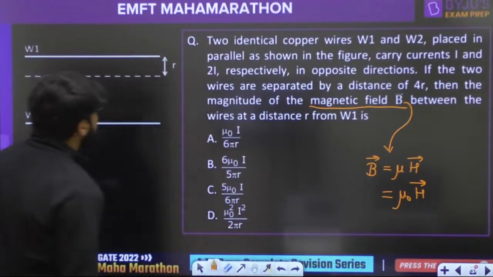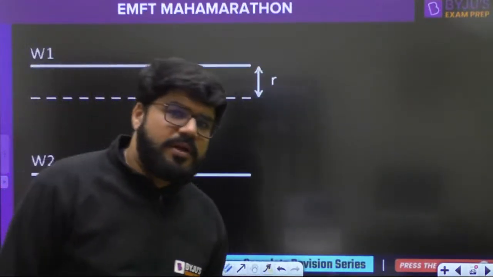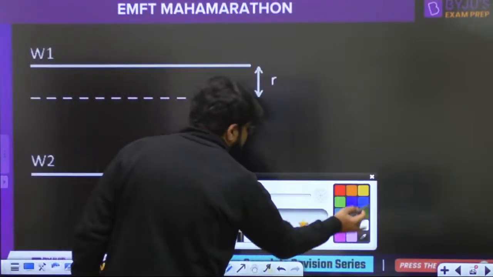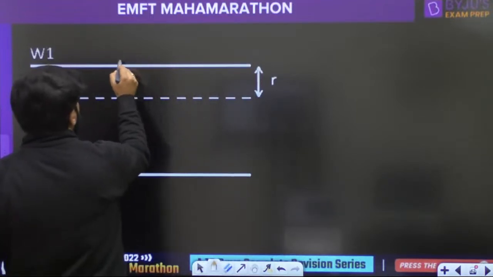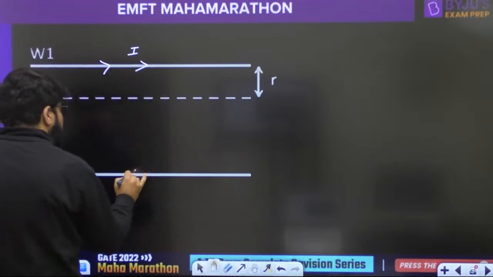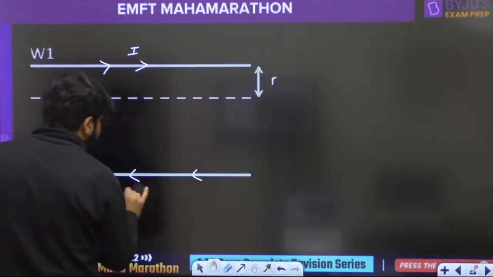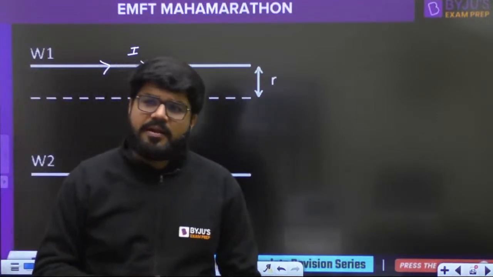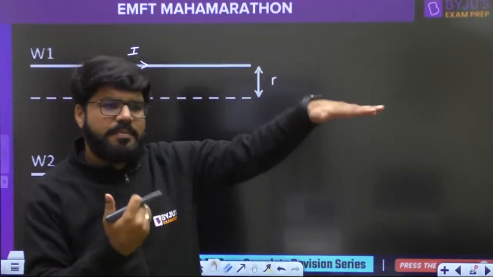Have a look into this picture once again, everybody. These wires carry the currents I and 2I, but which is carrying the current I? Not mentioned. So let's take this as carrying the current I, but in opposite direction. जो भी आप assume करना है, you can take I on the above or I on the below, does not matter, but they should be in opposite direction, one forward and one backward.